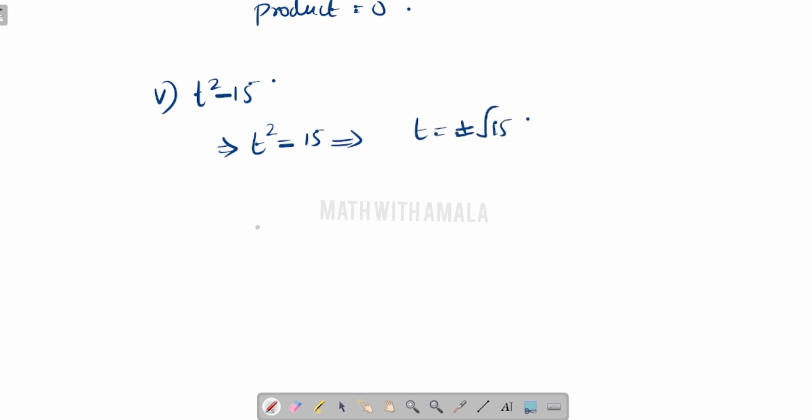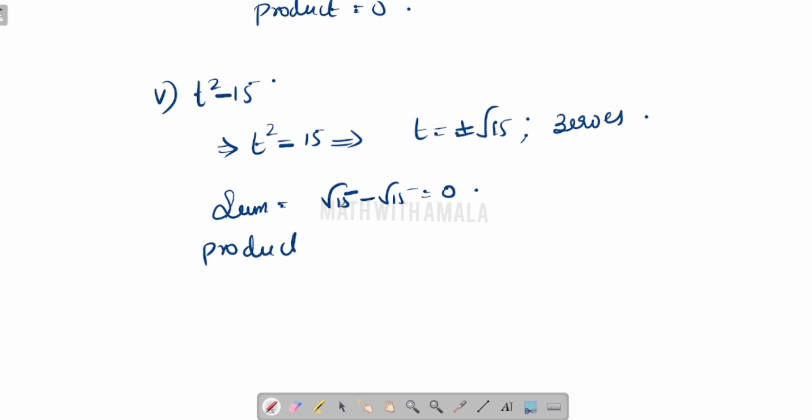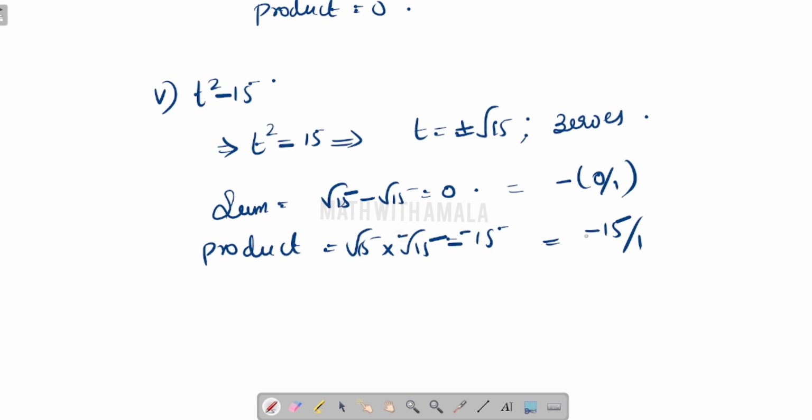Part number 5, t square minus 15. Then t square minus 15 can be written like t square is equal to 15. T is plus or minus root 15. These are the zeros, plus root 15 and minus root 15. Sum is 0. Product is minus 15. Root 15 into minus root 15 is equal to minus 15. You can write it like minus 15 by 1 and minus 0 by 1. You can relate it with the coefficients and 0.